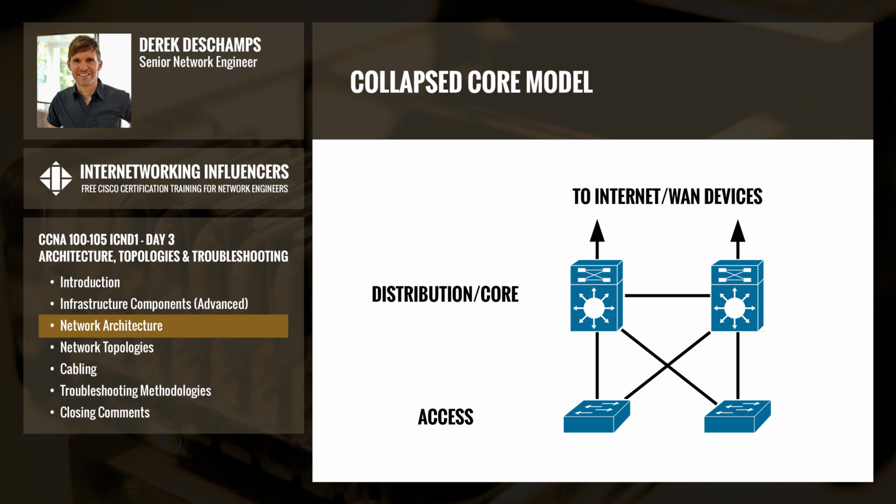A more commonly used model is the two-tiered or collapsed core model. With a collapsed core model, the distribution layer and core layer are combined together in a single layer. This helps reduce the costs involved with having a third layer, and provides most of the same benefits as the 3-tier model. With this model, the distribution layer switches also act as core switches, providing a central connection point for the access layer switches, while also acting as a transit path to access both internal and external networks.